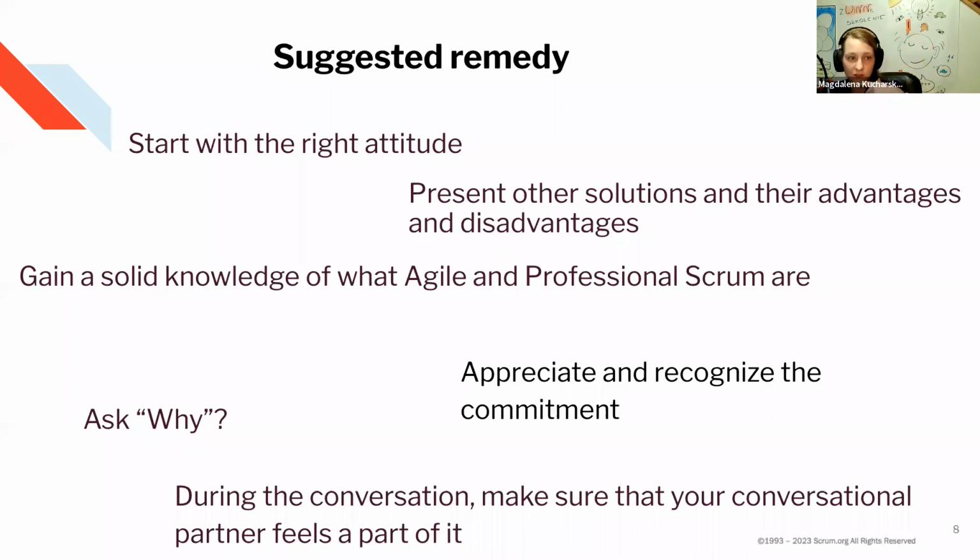And when we look at the next part, so make sure that your conversational partner feels a part of it, it pretty much means we have the same goal there. So if a Scrum Master wants us to do something as developers and we are trying to discuss and use the Cartesian technique or ask questions why, it's all because we want to build a valuable product. So we are there together as a team. We are not working in silos against each other.